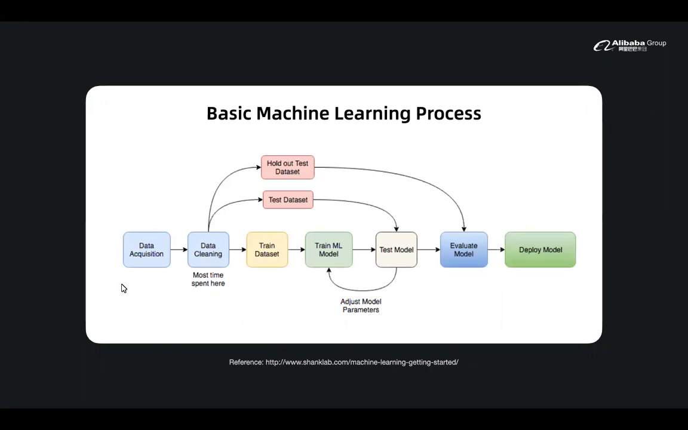So first, we need to acquire a lot of data set. And then we need to clean the data. And that's a really important step because that's going to help us get a more accurate model. And yeah, we spend a lot of time here. And then training the machine learning model, testing the model, evaluating the model, and finally deploying the model.